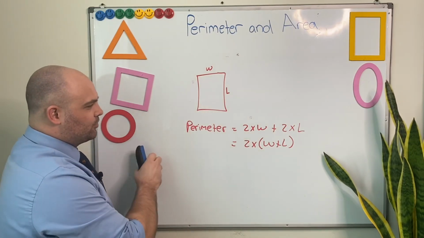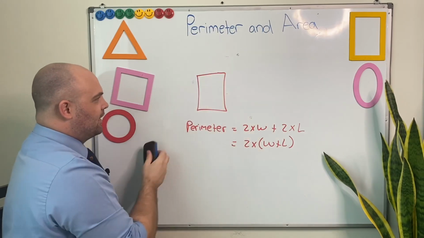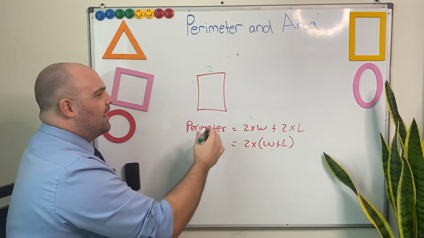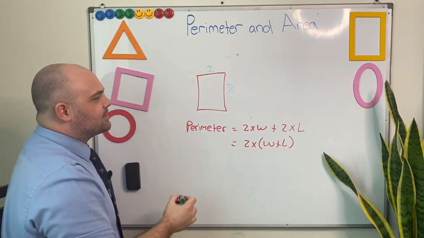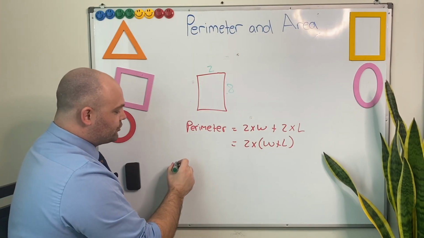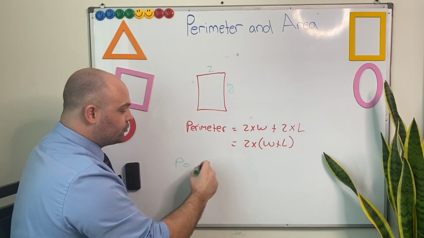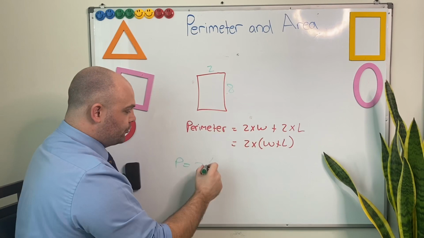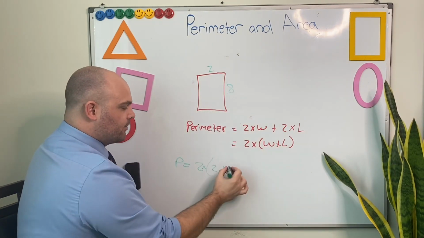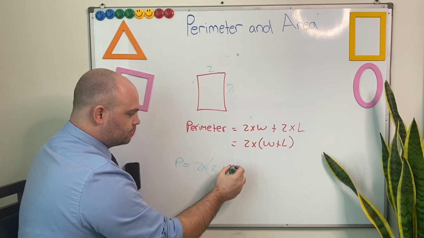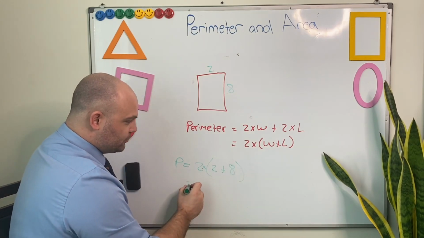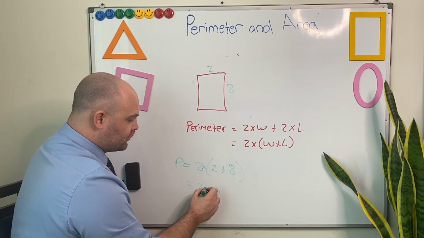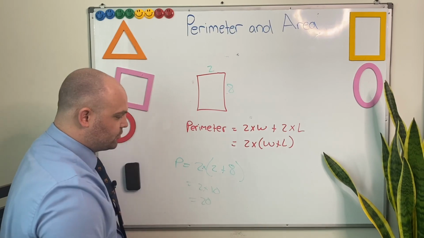So let's try an example with just this formula. If I had the width of a rectangle as 2 and the length as 8, my perimeter would be equal to, P is equal to 2 times the width, which is 2, plus the length, which is 8, which is equal to, well, we do our brackets first. 2 plus 8 is equal to 10, and 2 times 10 is equal to 20.